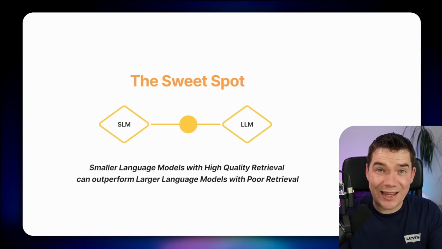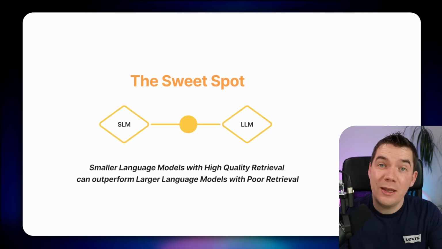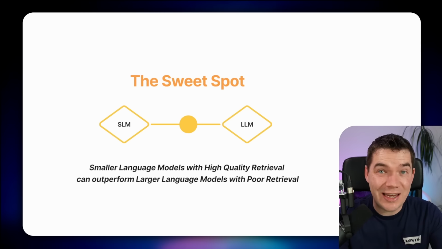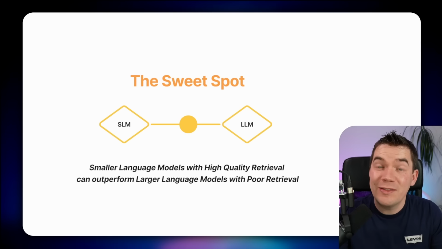But the crucial detail here is even small language models of 15 to 20 billion parameters can outperform large language models if they have high quality retrieval. So it's all down to your RAG system design. If you can inject the right content into context into a small language model, it will always produce a better answer than a large language model that doesn't have the information to base an answer off.